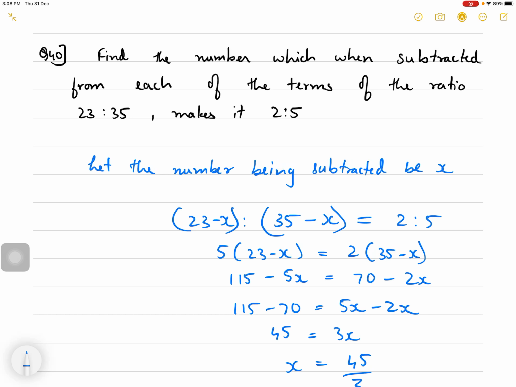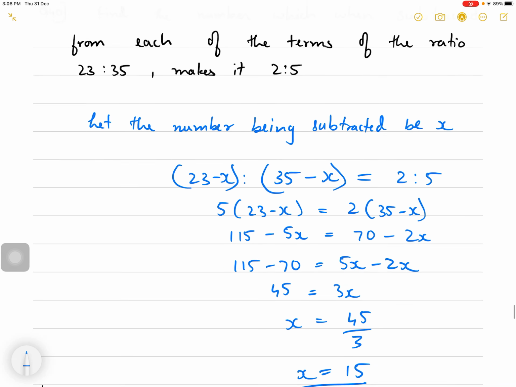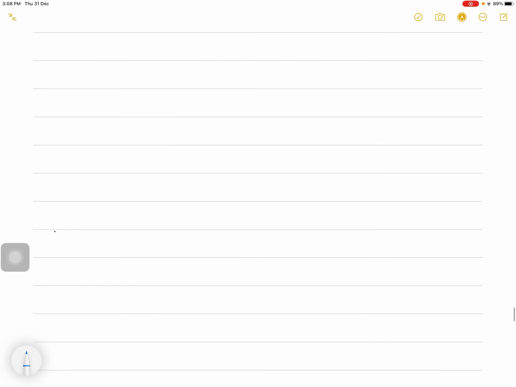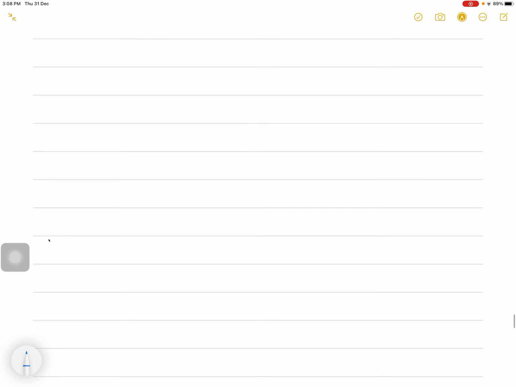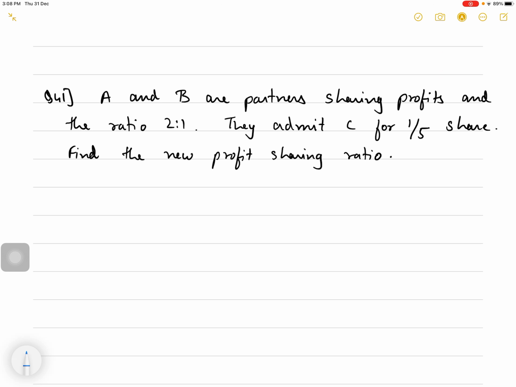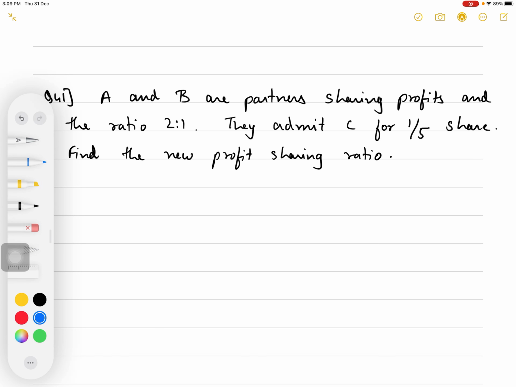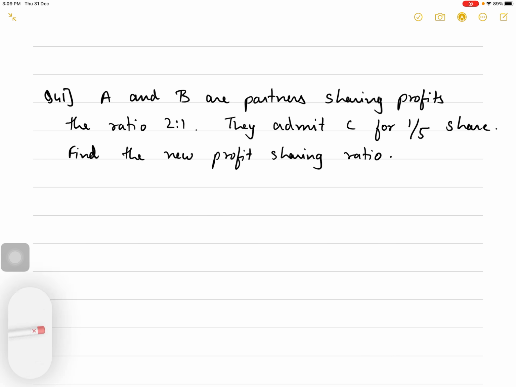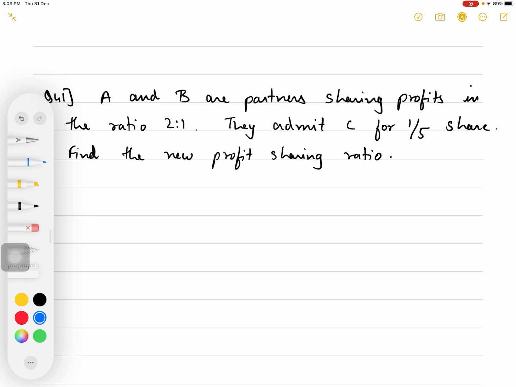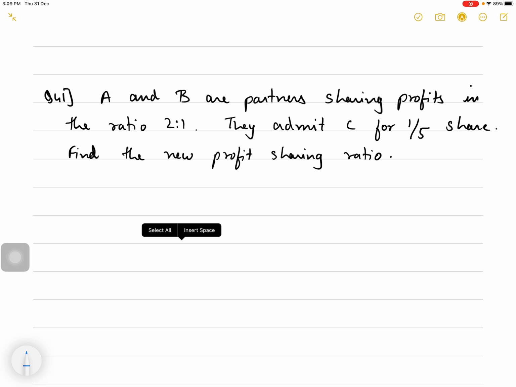Now let's solve the next question. A and B are partners sharing profits in the ratio 2:1. They admit C for 1/5 share. Find the new profit sharing ratio.